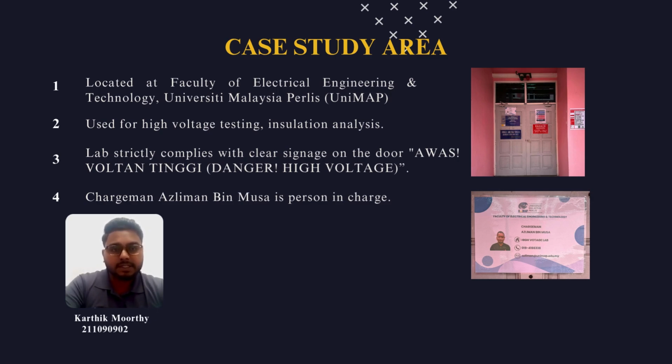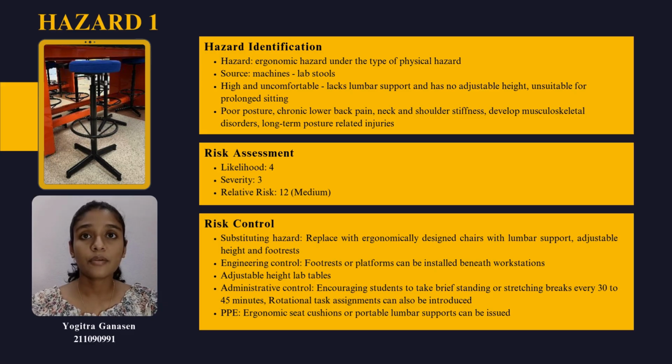The first hazard is an ergonomic hazard, under the type of physical hazard. The source of this hazard is under machine, referring to lab stools. The stools are high and uncomfortable, lack lumbar support and have no adjustable height, unsuitable for prolonged sitting. This can lead to musculoskeletal disorders.